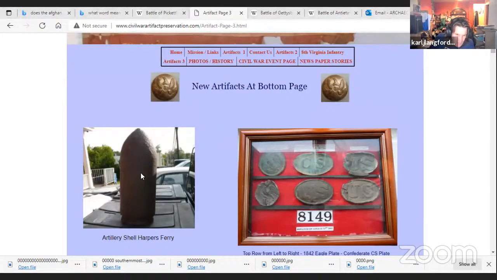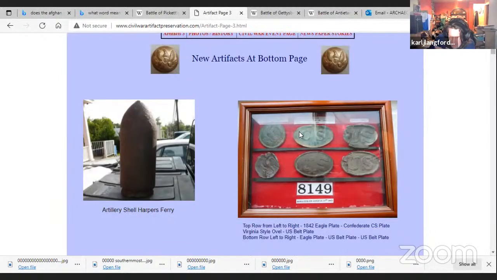Artillery shell from Harper's Ferry. There you go. That's going to be a Confederate artillery shell, I think, from Harper's Ferry. So these are belt plates. You've got a Confederate belt plate and a Union belt plate. Note that there's one Confederate belt plate and all the rest are Union, because there weren't a lot of Confederate belt plates produced, and Union belt plates were recovered by Confederate soldiers. These are huge plates that were usually associated with their other leather trappings rather than an actual belt plate around the waist.